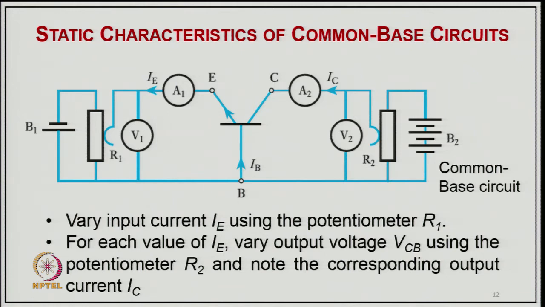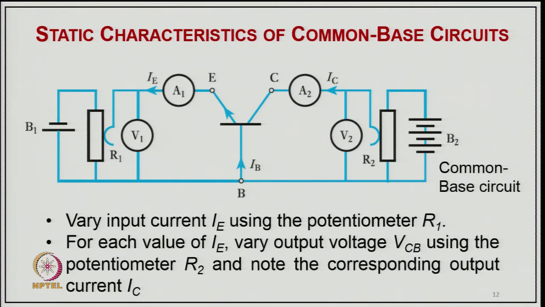Of course, all are transistor circuits, so we are not talking here about the transistor itself. We vary the input current I using the potentiometer R1 here, and for each value of I, we vary the output voltage VCB using the potentiometer R2 here, and note the corresponding output current, the collector current. So, for a given emitter current, we look into the characteristic between the collector to base voltage versus the collector current. That characteristic we call it.